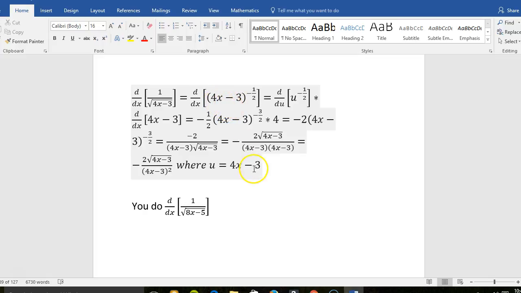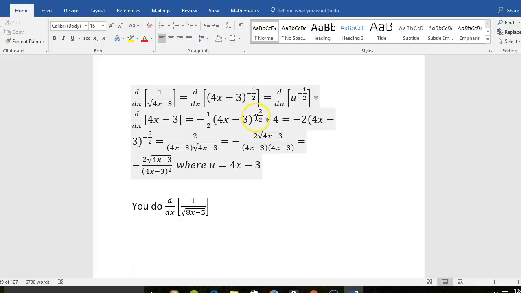We let u equal the 4x minus 3, so I do d by du of u, and we're raising u to the negative half power, times d by dx of the u term, right here, as usual. Now, again, d by du of u to the negative half comes down, and we subtract 1 off negative half and get negative 3 halves. So we have the u term to the negative 3 halves.